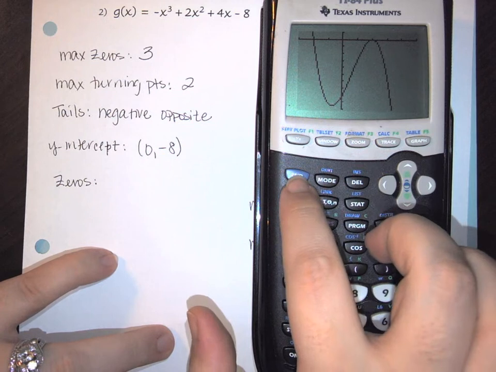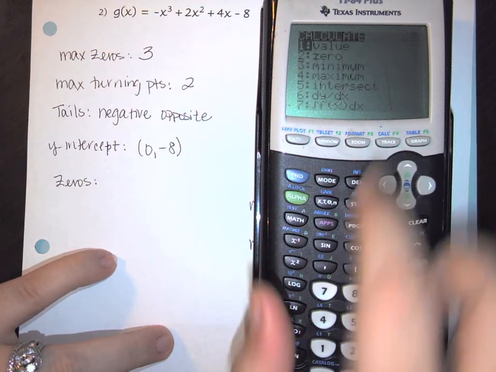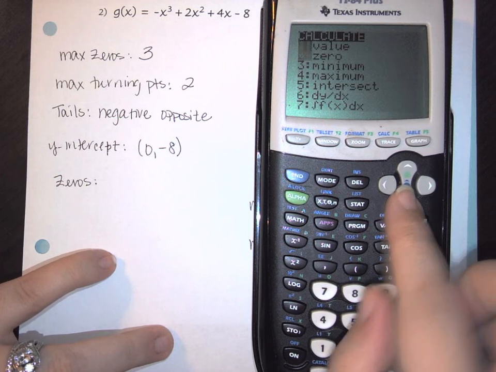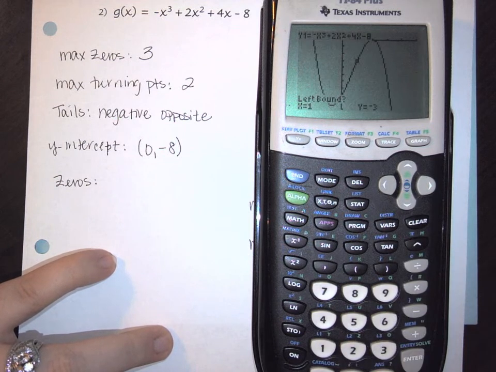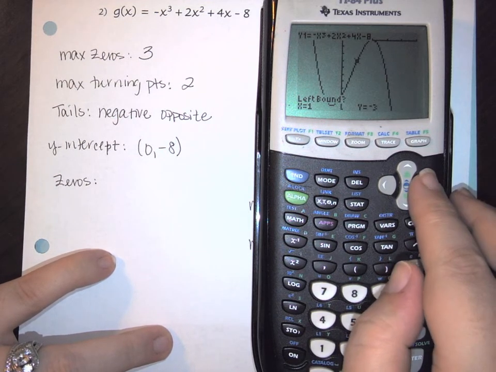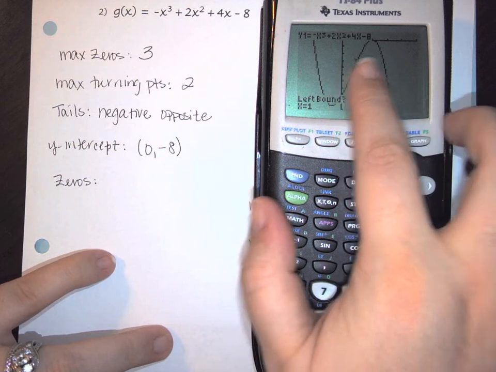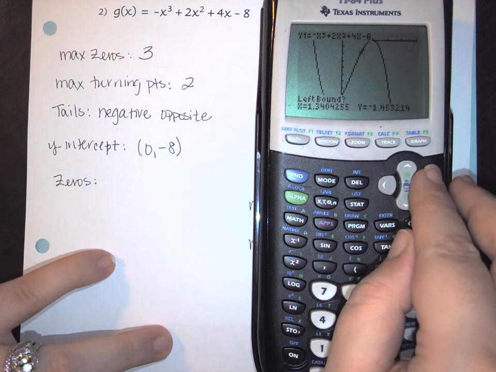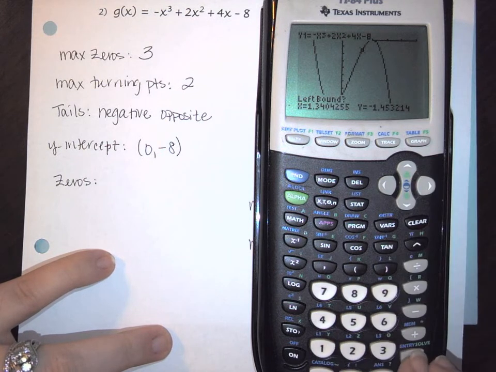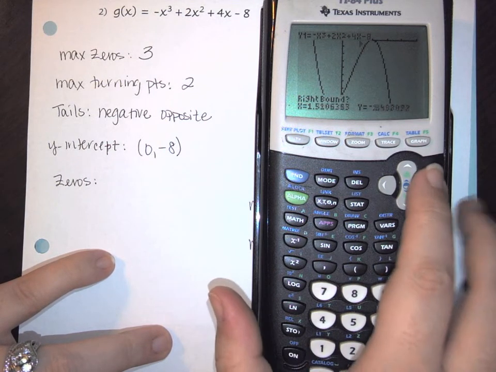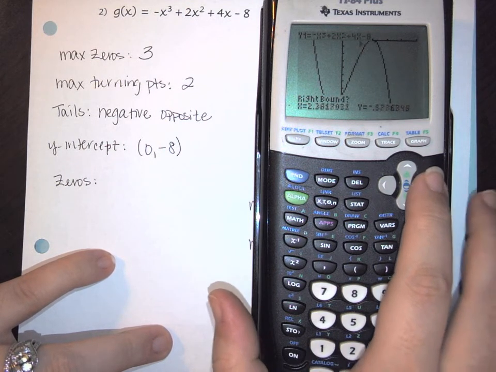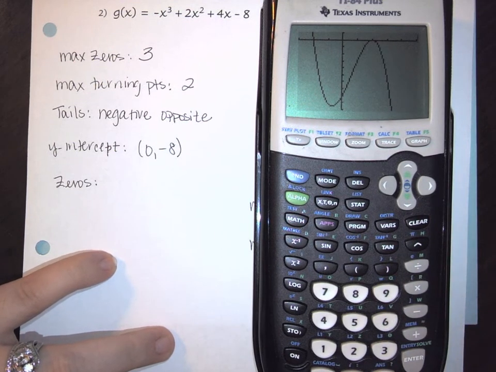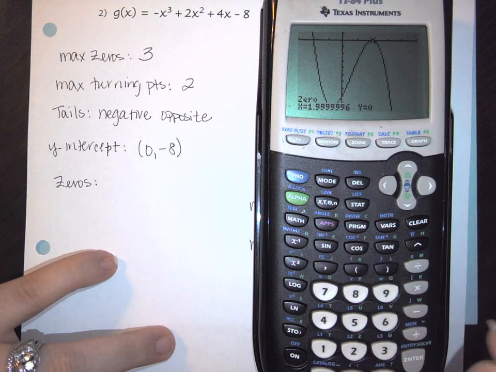So again, you're going to go second calc, or I guess it's second trace to get to calc. And we'll come down here to 0 and hit enter. And then we're going to go ahead and pick. So here I'm fairly close to this one, so I'm going to use this one first. We're going to hit enter on the left, scroll over and around to the right, hit enter again, and then enter for guess. And it's going to come up and tell you what it is.